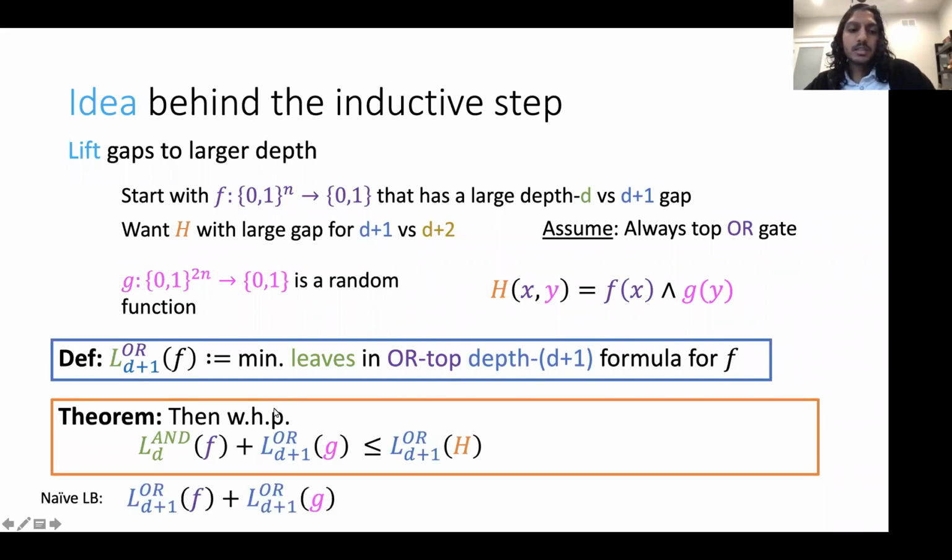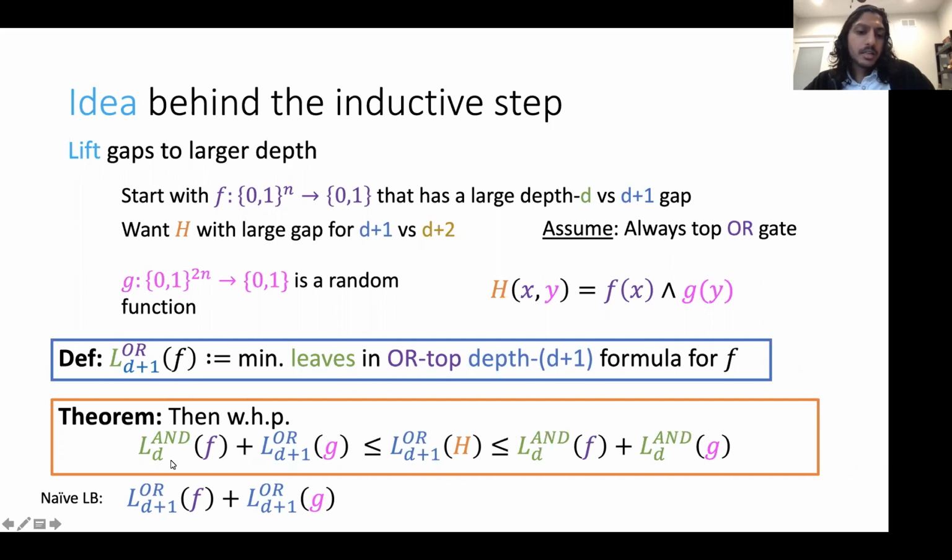The easy lower bound to prove here is that it's not too hard to prove that this quantity is lower bounded by the d plus 1 complexity of f plus the d plus 1 complexity of g. But what's cool here is that if you choose g at random, actually you can improve this quantity from d plus 1 to d.